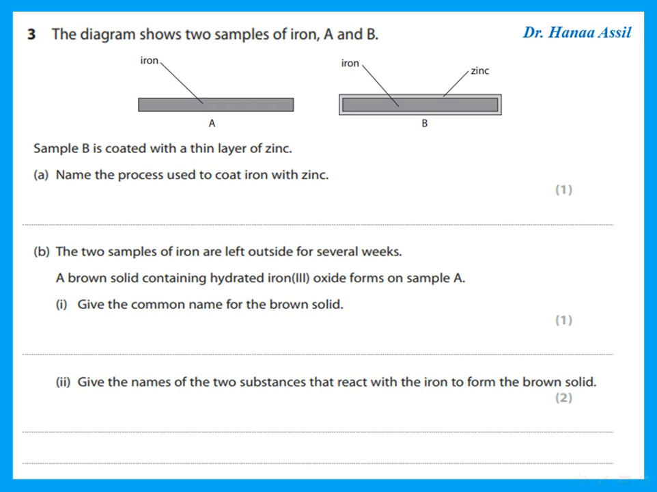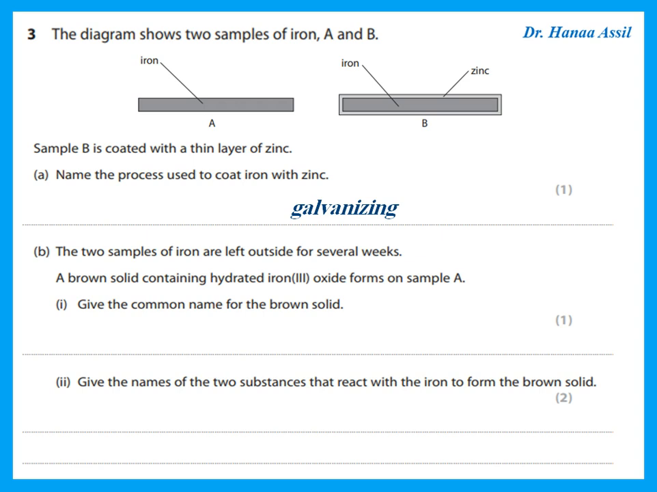The diagram shows 2 samples of iron, A and B. Sample B is coated with a thin layer of zinc. Name the process used to coat iron with zinc. When we coat iron with a layer of zinc, that is called galvanizing or galvanization.